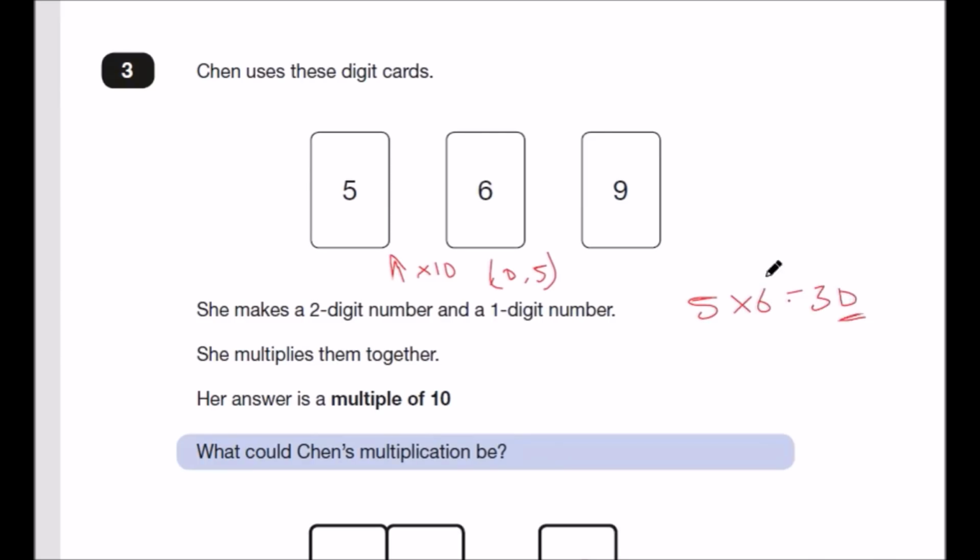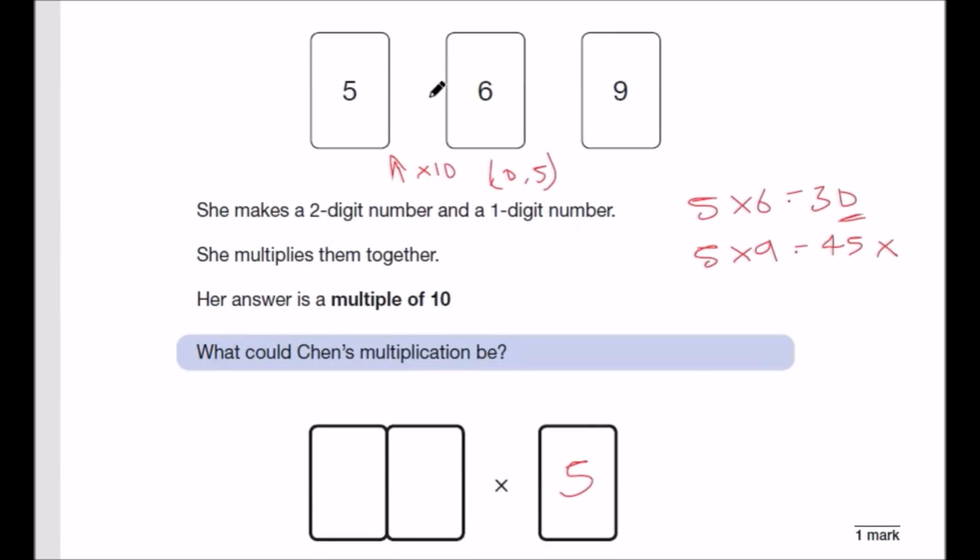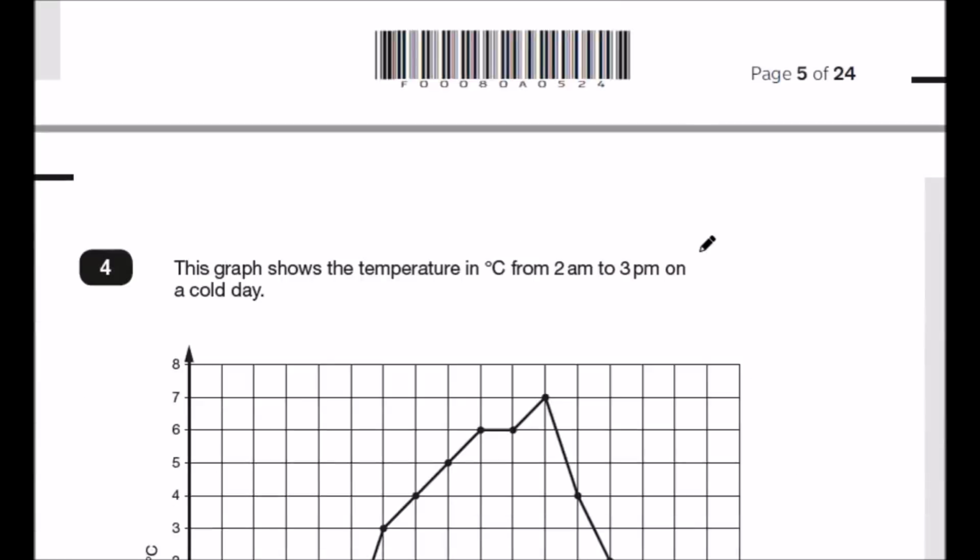this should give us 30. So yes, it's a multiple of 10. If she did 5 times 9, this will give us 45. No, not a multiple of 10. So we know for sure that the unit must be 6. So 5 times 6 will give you 30. This number does not matter because when you multiply by the tens, it doesn't really affect the units too much. So it'll be 96 times 5.